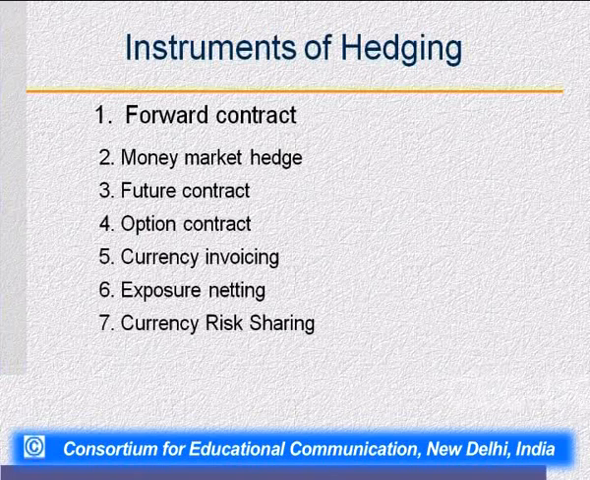With the help of these instruments we can apply hedging to minimize the risk. First is forward contract, second is money market hedge, the third is futures contract, the fourth is option contract, the fifth is currency invoicing, the sixth is exposure netting, and the seventh is currency risk sharing. These instruments we will discuss in the next lecture separately, and how with the help of hedging we can minimize the risk in the foreign exchange market.